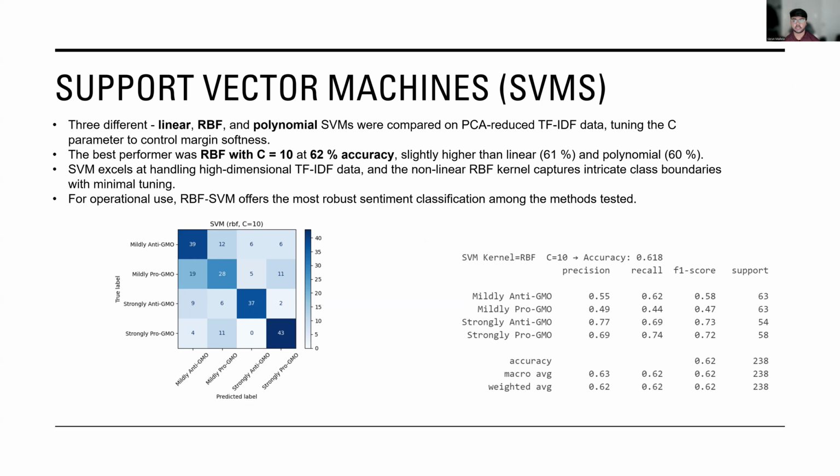SVM excels at handling high-dimensional TF-IDF data, and the non-linear RBF kernel captures intricate class boundaries with minimal tuning. Here as well, we can see that strongly anti-GMO and strongly pro-GMO were the classes being classified better compared to the others.